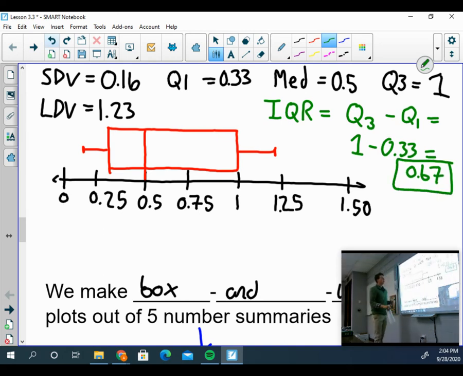Again, what that does is it tells me, I misspoke earlier, not how much data is present, but the spread of the data. What is the width between the first and the third quartile? Okay, so this is what we're going to do in 3.3. We're going to make box and whisker plots out of the 5-number summary, and in that we learn about quartiles.